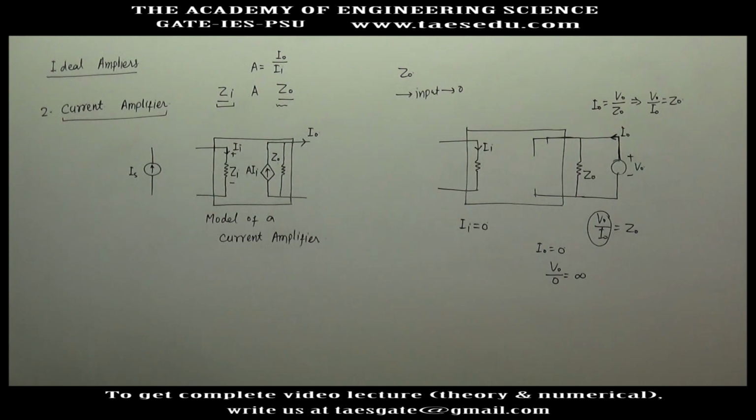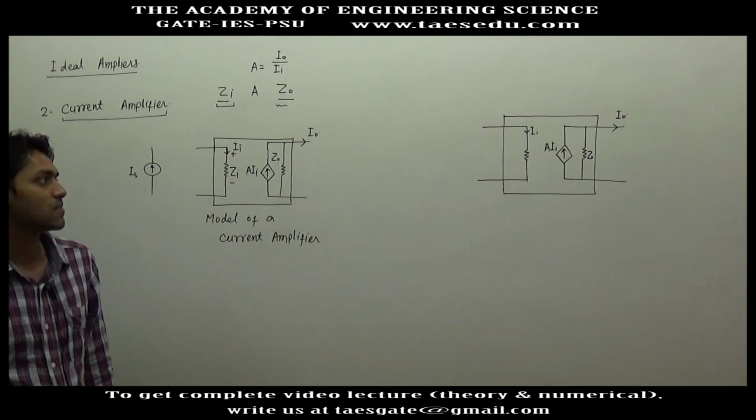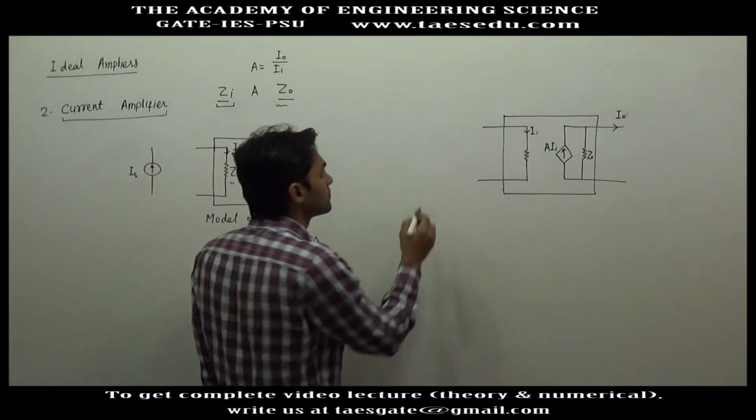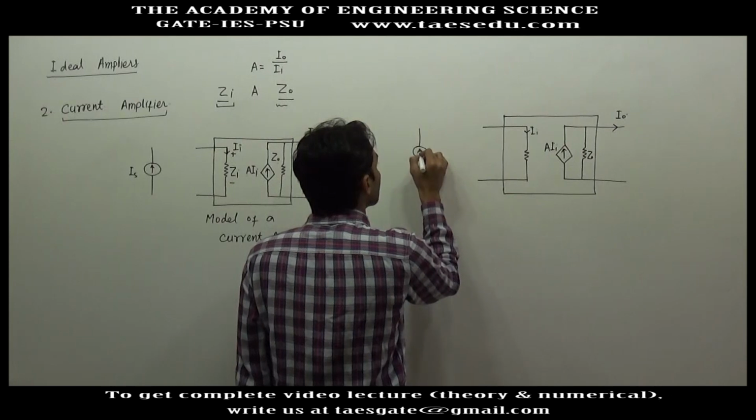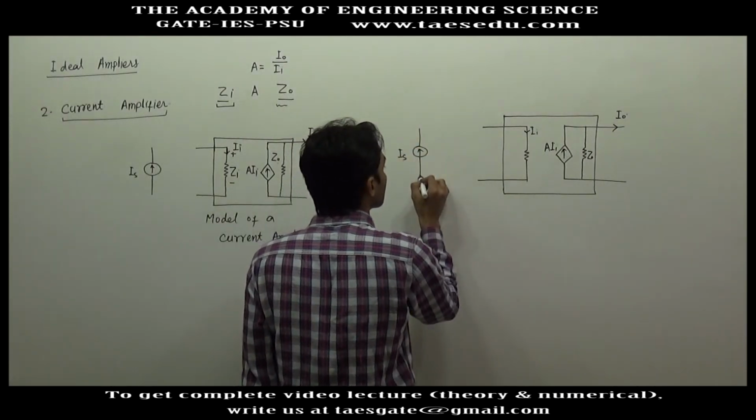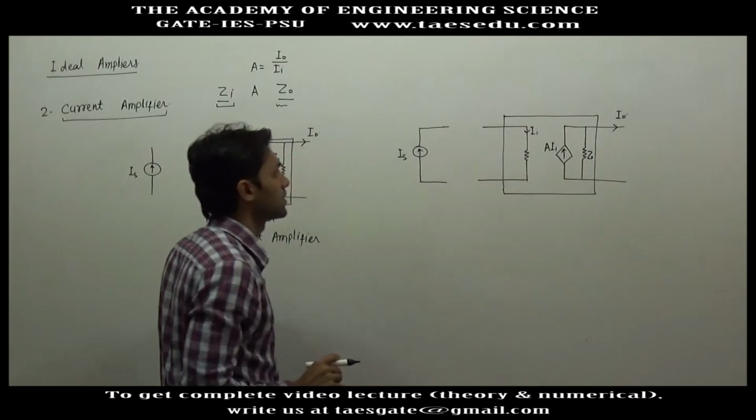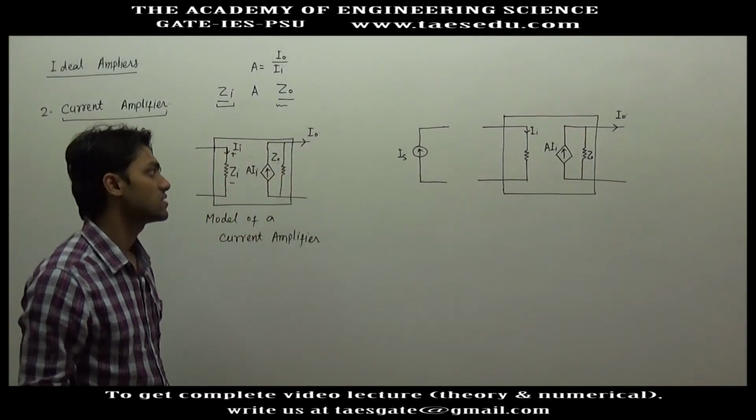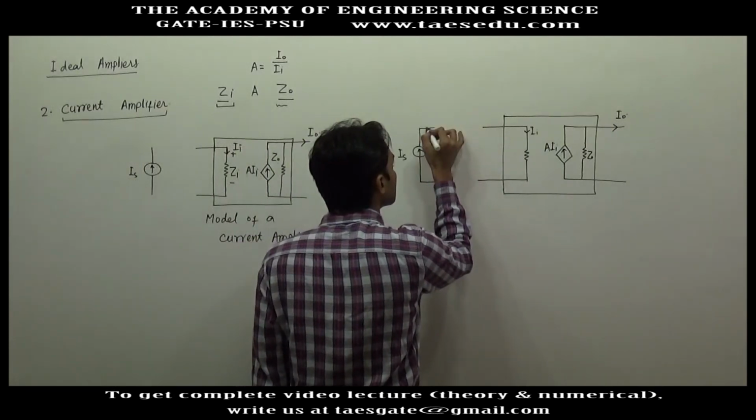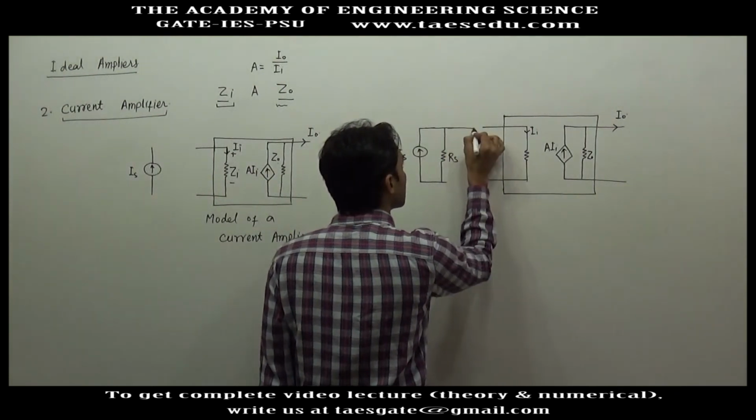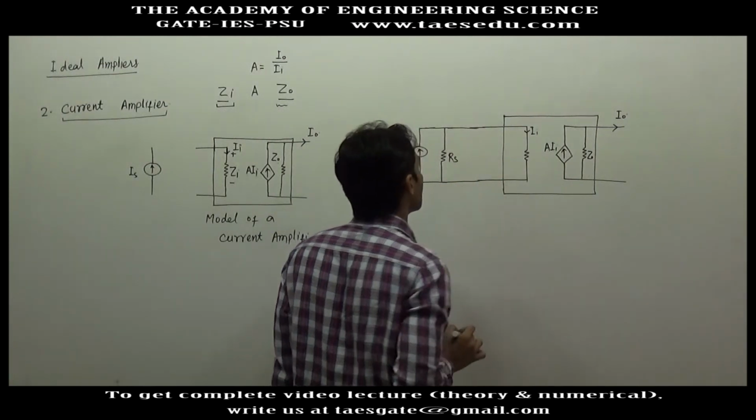Now we have to modify the value of Zi and Z0 in order to get an ideal current amplifier. What we did in case of voltage amplifier, we connected a voltage source, but in case of current amplifier we have to connect a current source. So we have a current source Is. If it is an ideal current source, there will be no resistance, but if it is non-ideal, there will be some resistance. And in case of a non-ideal current source, the non-ideal resistance will be connected in parallel. This will be Rs. Now this non-ideal source will be connected to the current amplifier.